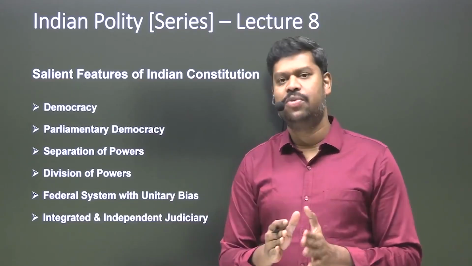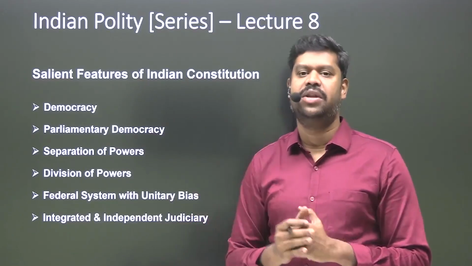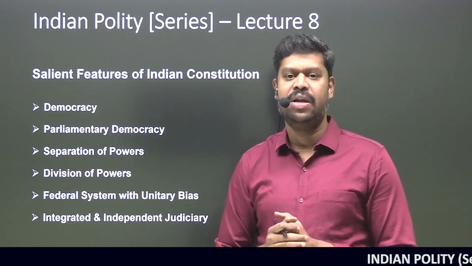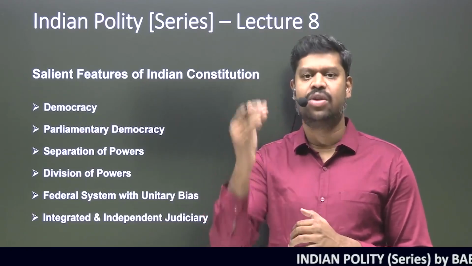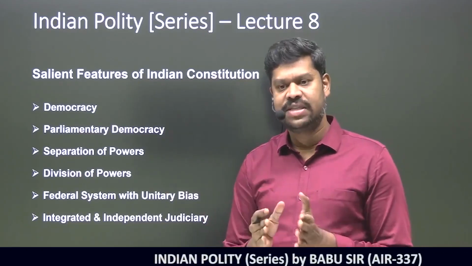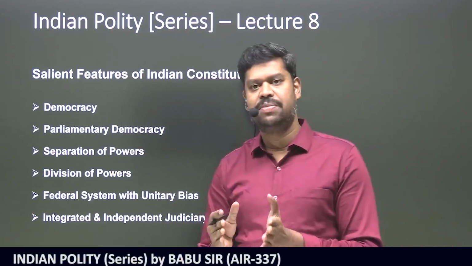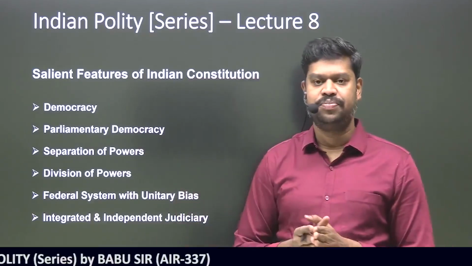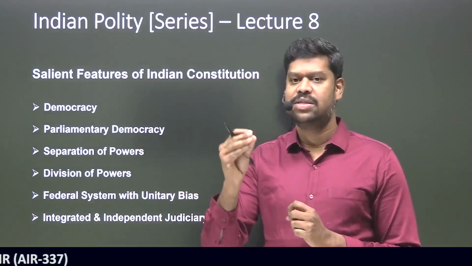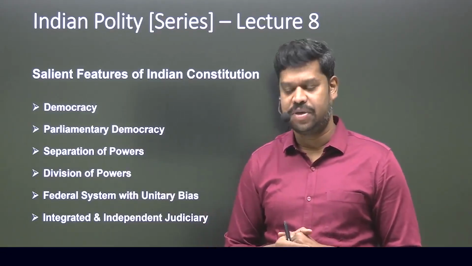So when I say democracy, democracy means rule by the people, which means any government in India can be elected only by the people. And ultimately it is the people who will elect their rulers. That's basically what is called democracy. That's why we say democracy is nothing but rule by the people. It's a government for the people, of the people, and by the people. So ultimately, the power or authority lies with the people of India, and it is the people of India who are going to elect their government.